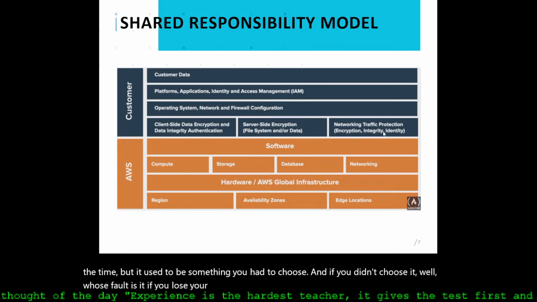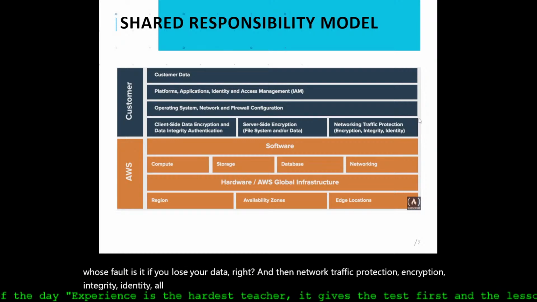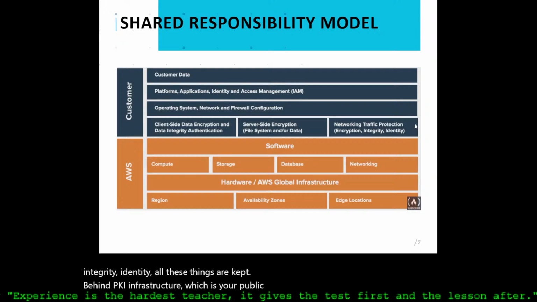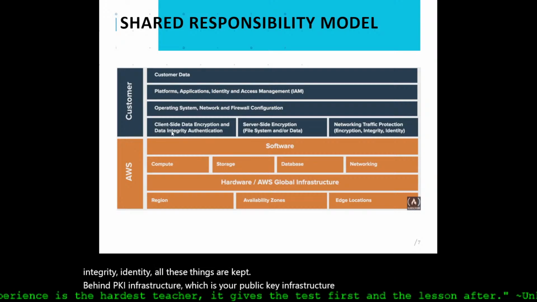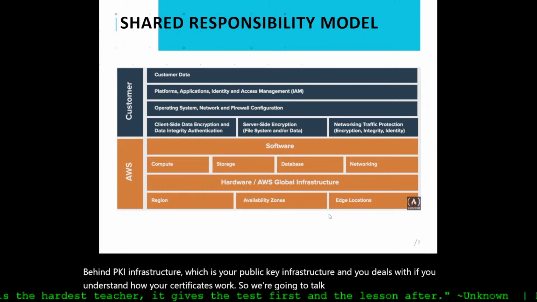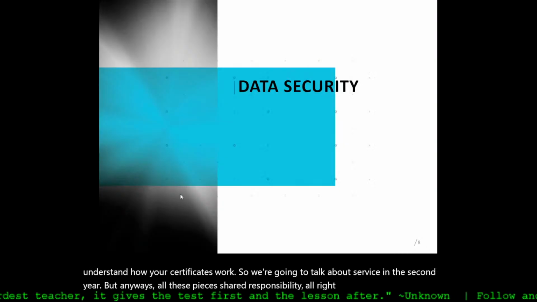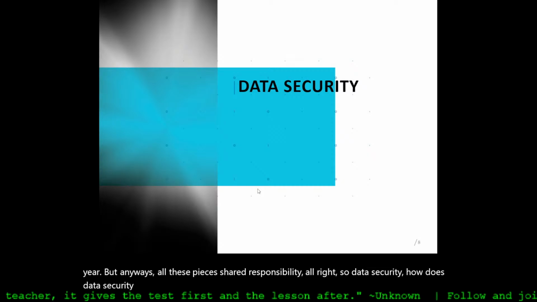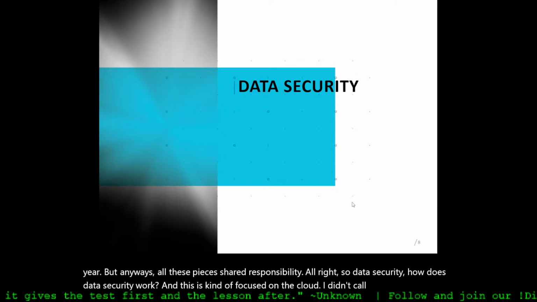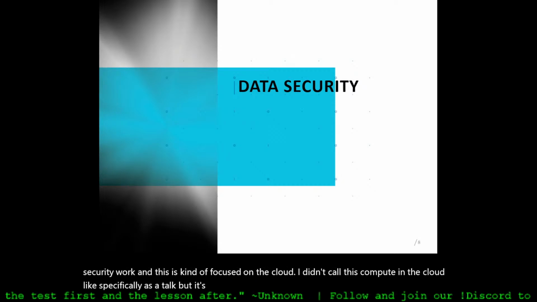Right? And then network traffic protection: encryption, integrity, identity. All these things are kept behind PKI infrastructure, which is your public key infrastructure. And it deals with whether you understand how your certificates work. So we're going to talk about certs in a second here. But anyways, all these pieces, shared responsibility. All right, so data security. How does data security work? And this is kind of focused on the cloud. I didn't call this compute in the cloud, specifically, as a talk, but it's kind of cloud-based.